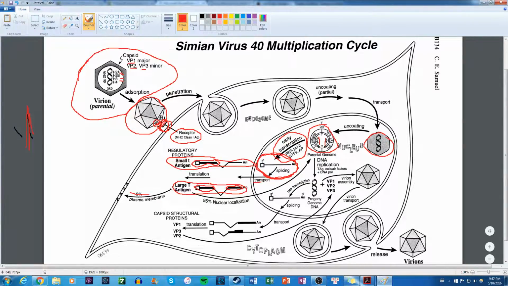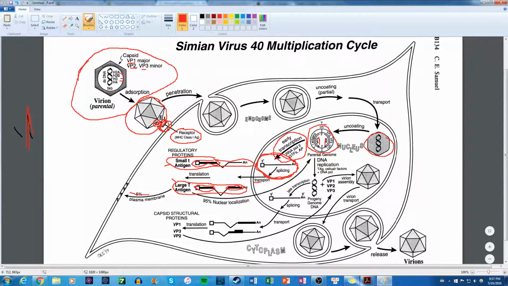Obviously, SV40 wants to express some genes. It wants to express the right genes at the right time. It doesn't want to express everything at once. It doesn't want to express nothing all the time. It needs to express certain genes at certain times. Okay, so that explains the small T antigen and the large T antigen.